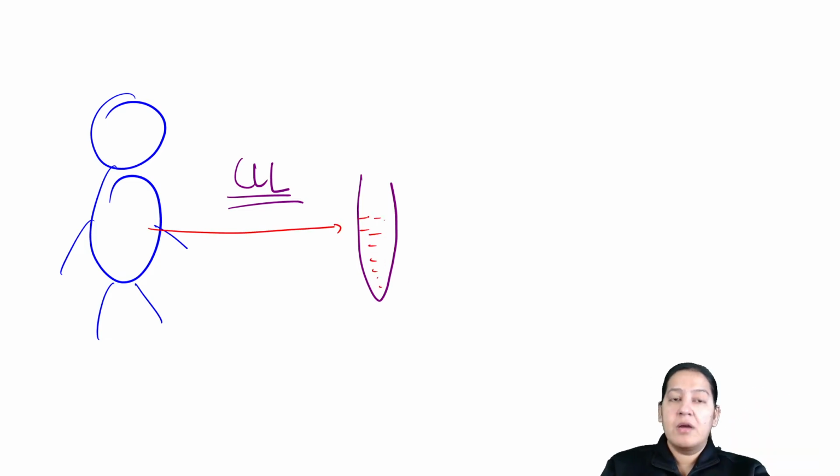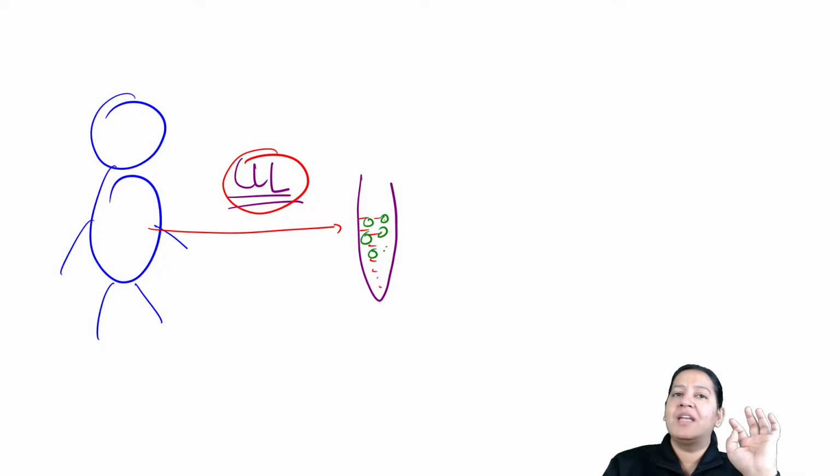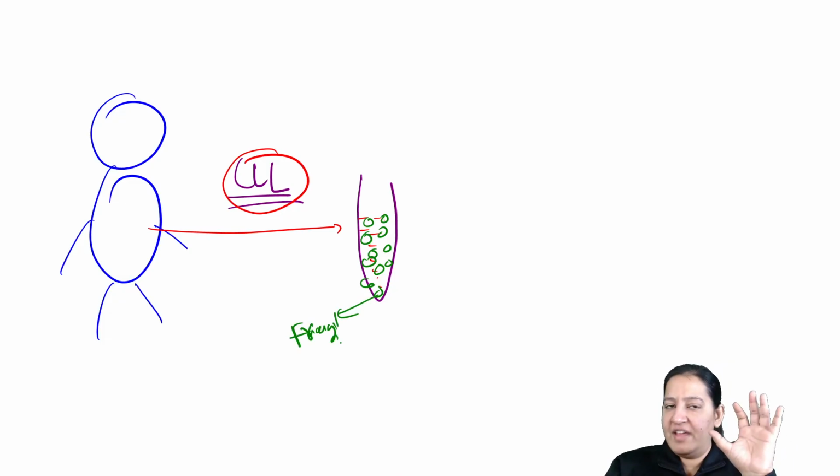So this blood contains mature lymphocytes. If I'm right and the patient has CLL, this patient has mature lymphocytes in the blood. So 90 or 99% of the cells are mature lymphocytes which are abnormal. What is the abnormality? The abnormality is that they are very fragile.